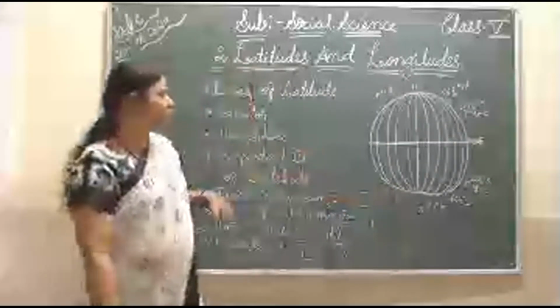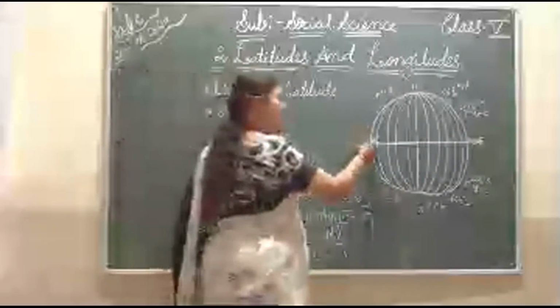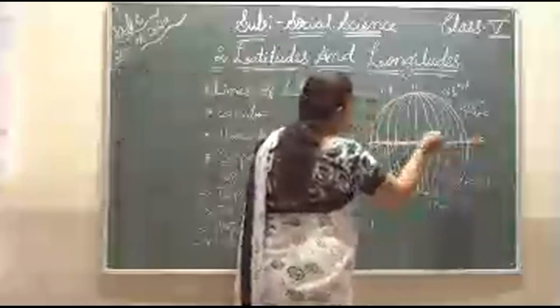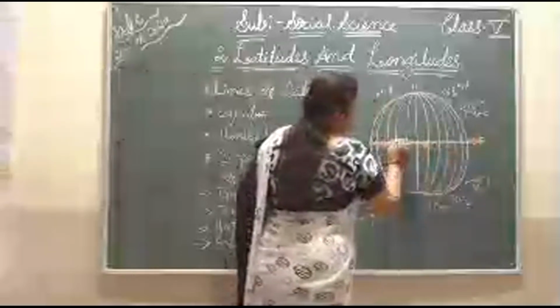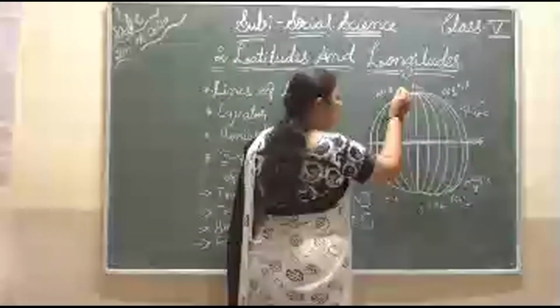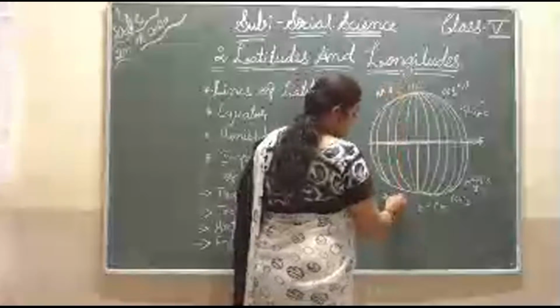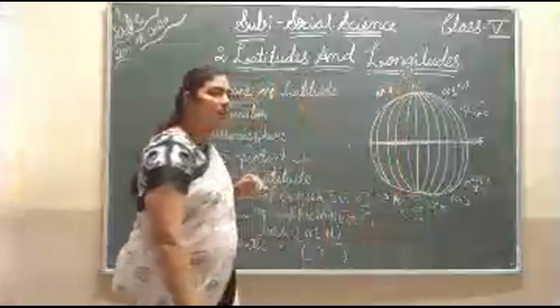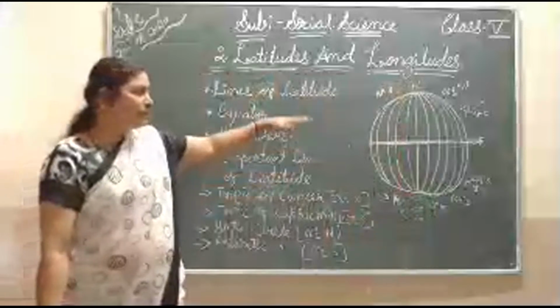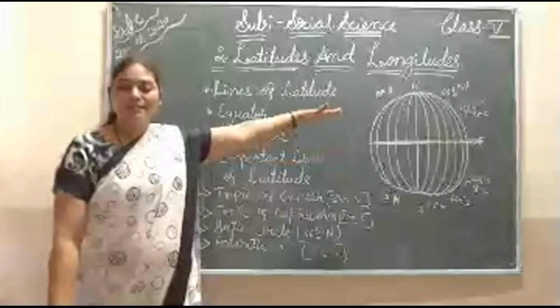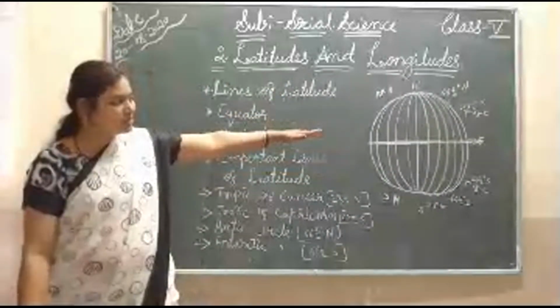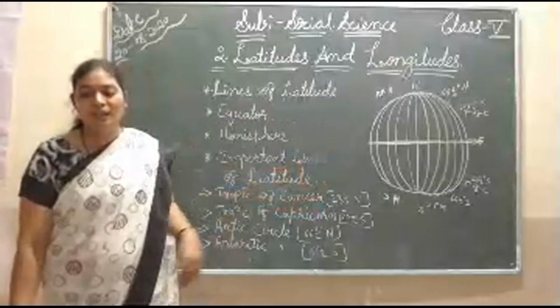And again, hemisphere. So hemisphere: when the equator line passes through the middle of the earth, then it will become half. So northern hemisphere and southern hemisphere. So here this world is divided into two parts, northern hemisphere and southern hemisphere.